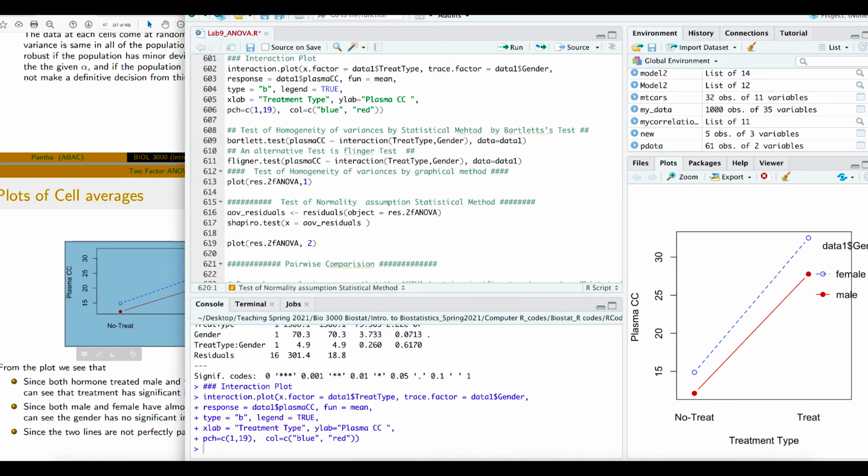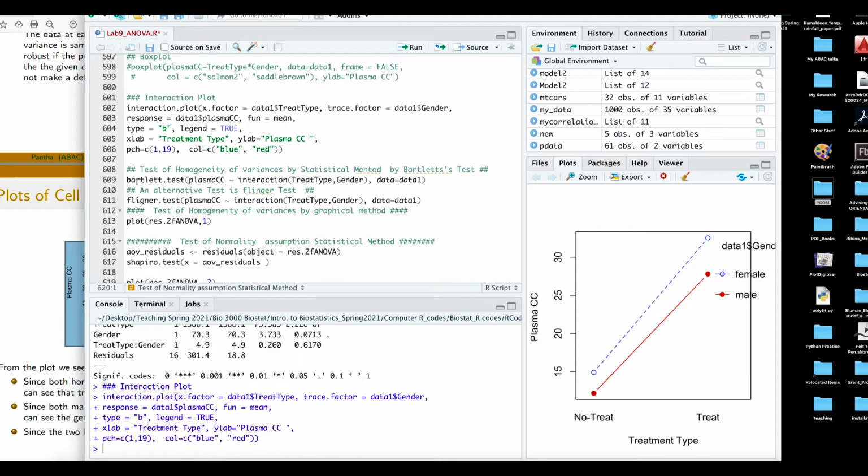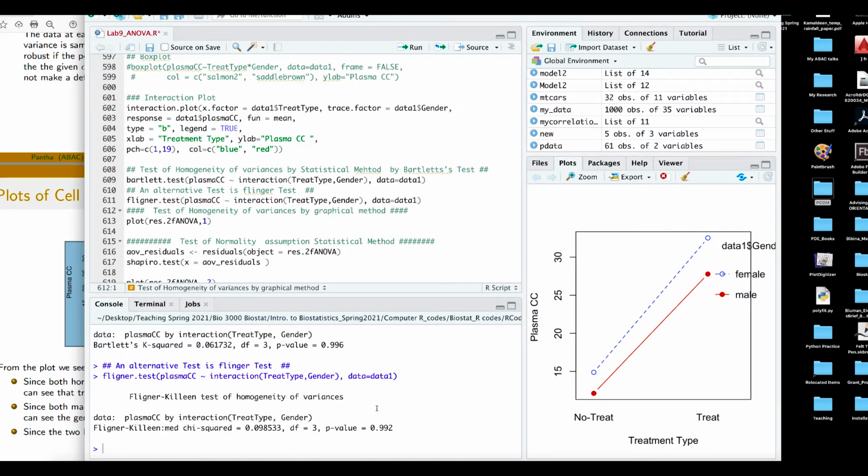So let us talk about the homogeneity of the variance, okay? For the homogeneity of the variance, this is what you do: bartlett.test, plasma CC, tilde, interaction of treatment type and gender, data equals data1. What do you get? You get a p-value of 0.996, meaning the variances are equal, right? We do not reject the null hypothesis. You see that? And then there is another way, the Fligner test, which also shows that the p-value is almost 1, right? So we do not reject the null hypothesis, okay?